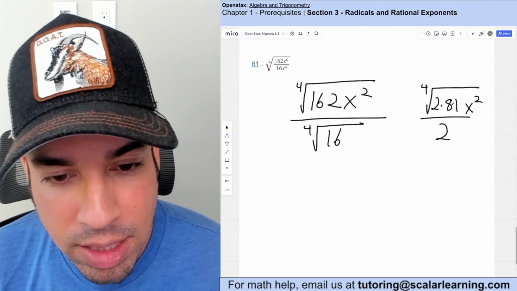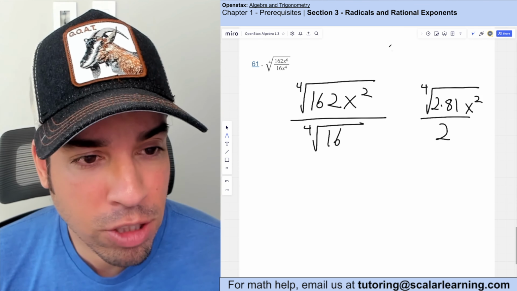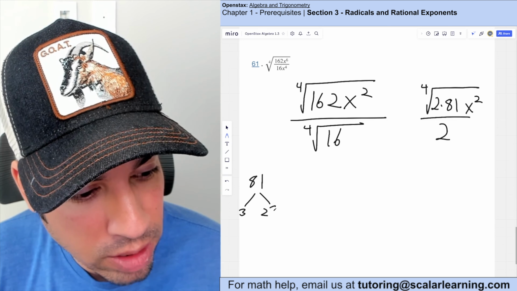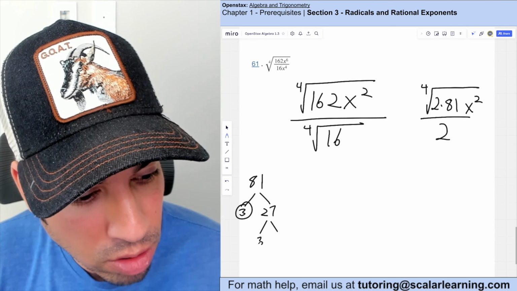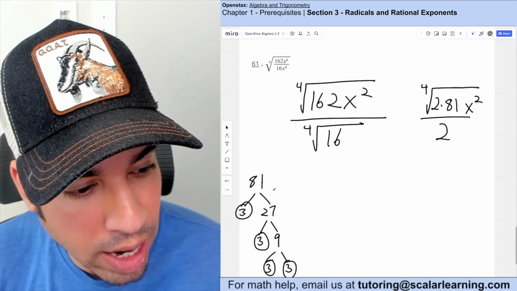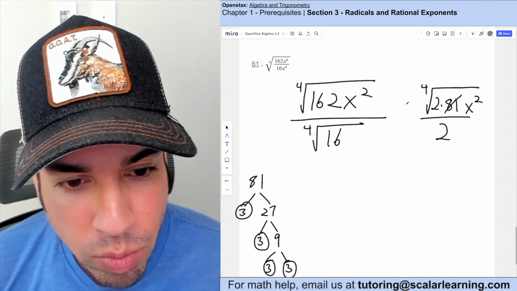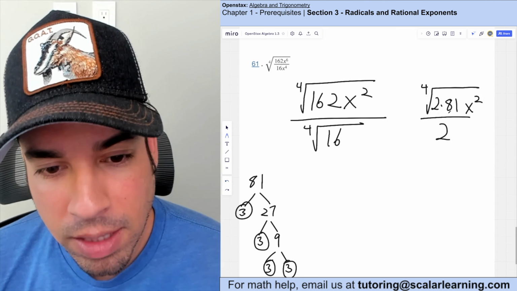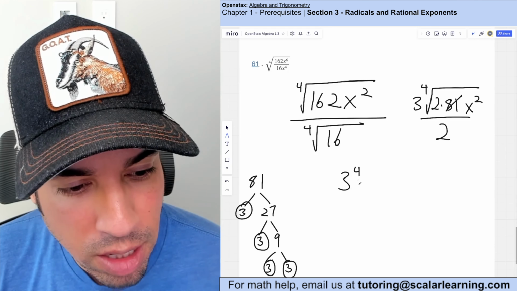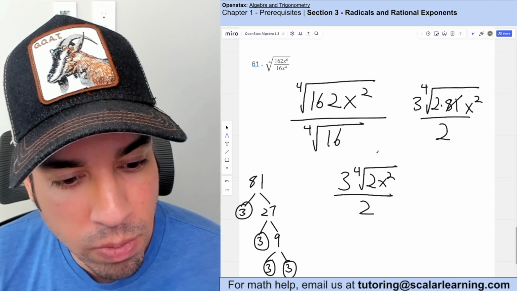So the reason why I got the 81 is, again, you need to know this, and you may not know these perfect fourths. To recognize that 81 is special, we can do a prime factorization tree like so. So 81 is 3 times 27. 27 is 3 times 9. And 9 is 3 times 3. So guess what? 81 is 3 times 3 times 3 times 3. So it is a perfect fourth power. So the 4th root of 81 is 3. Now we're almost done. That means I can take the 4th root of 81, which is of course 3. So now the final answer is 3 times the 4th root of 2x squared over 2 for the win.